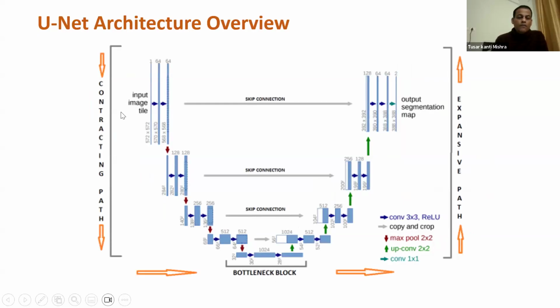The left hand side is the contraction part, the contracting path or the encoding path. Now at the bottom we can see there is another component called the bottleneck block. It acts like a bridge between the encoder and decoder. That's why the name is given as bottleneck.